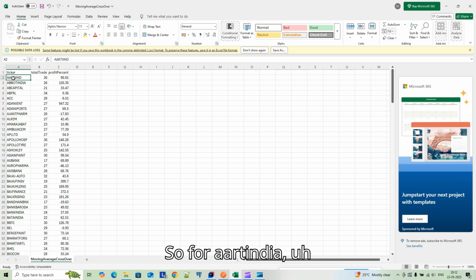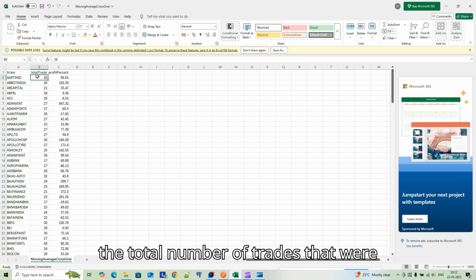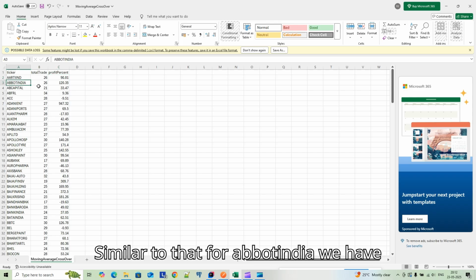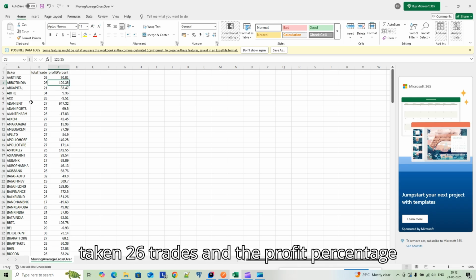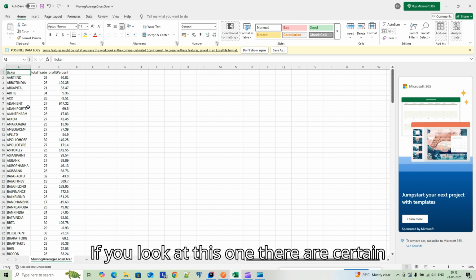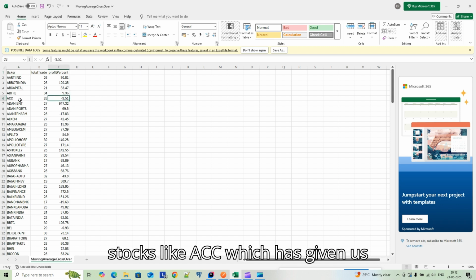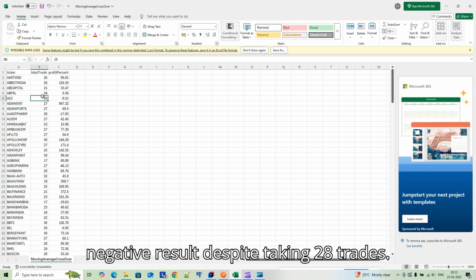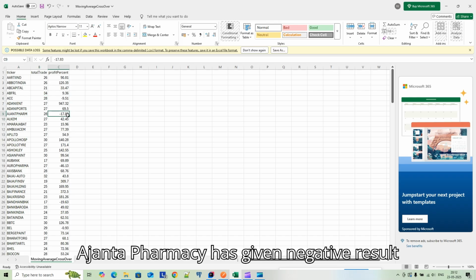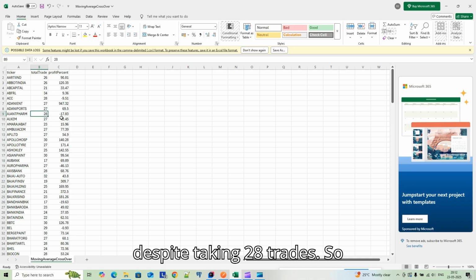So for Aarti India, the total number of trades that were taken are 26, and we got a 90% profit from this stock. Similar to that, for Abbott India, we have taken 26 trades, and the profit percentage from this stock alone is 120%. If you look at this, there are certain stocks like ACC, which has given us a negative result despite taking 28 trades. Ajanta Pharma has also given a negative result despite taking 28 trades.